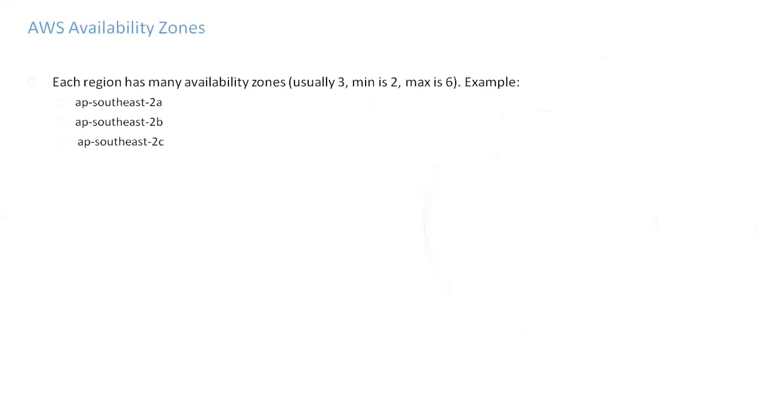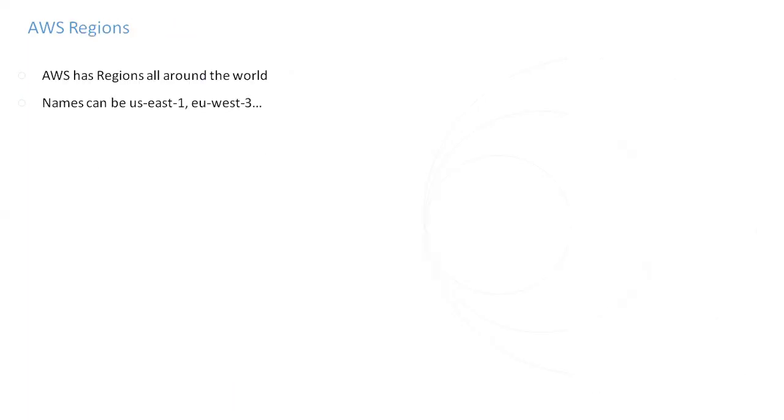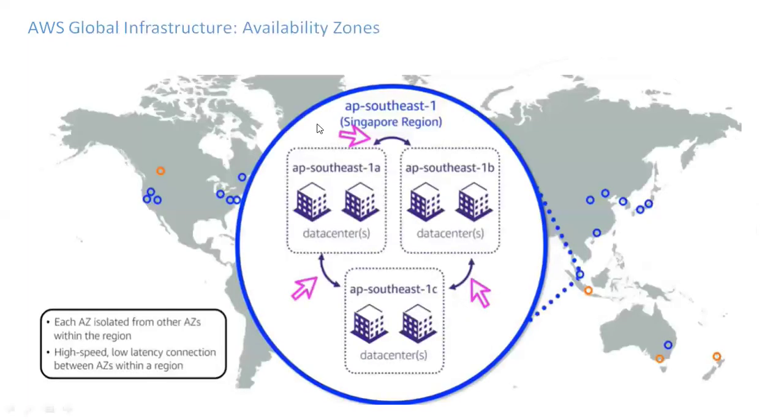Now, what is an availability zone? Within one region, AWS manages availability zones in multiple places. An availability zone is a separate location within an AWS region. You can check the diagram: this is the Singapore region, and within Singapore there are three different locations. It is a separate location within an AWS region that is designed to provide high availability for the region.